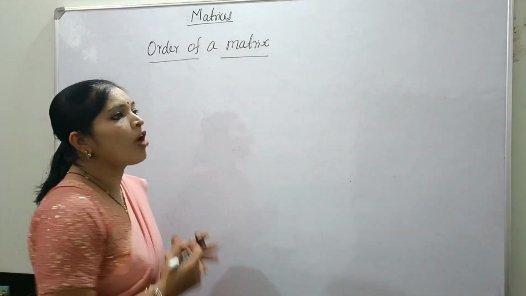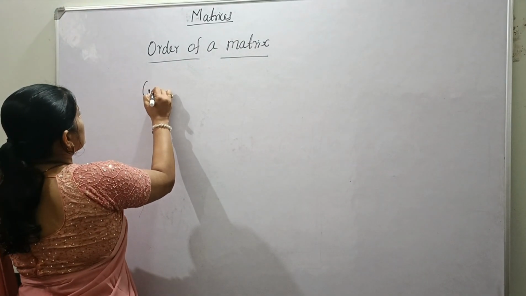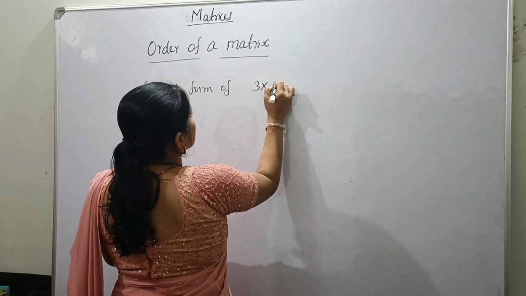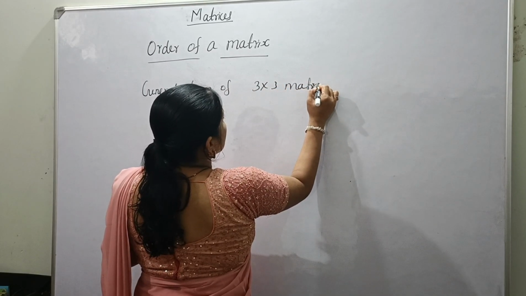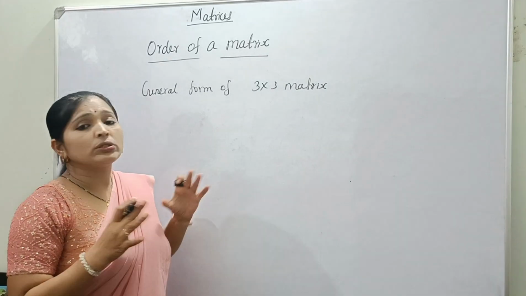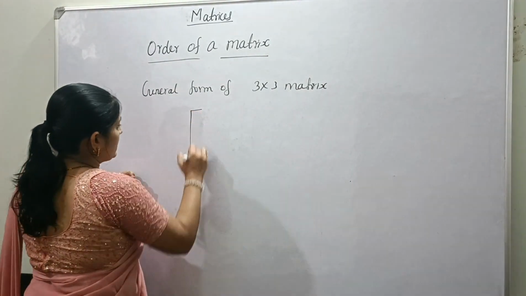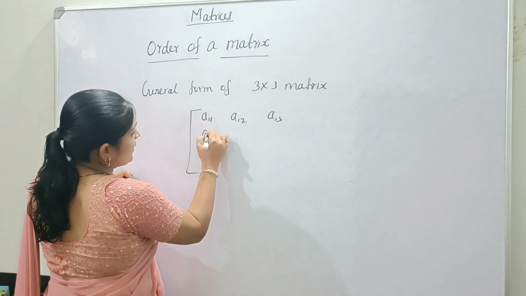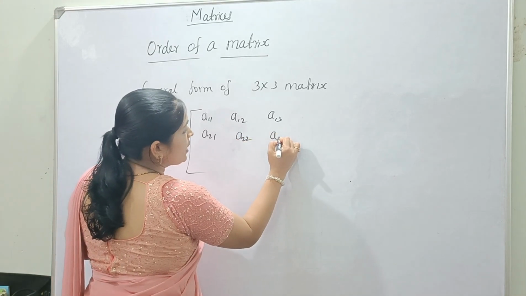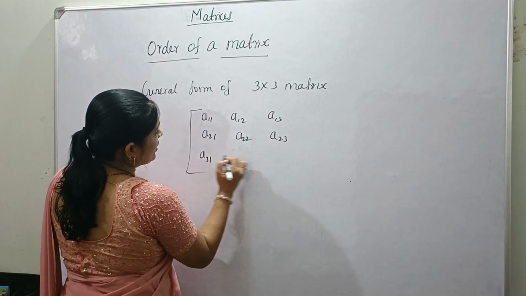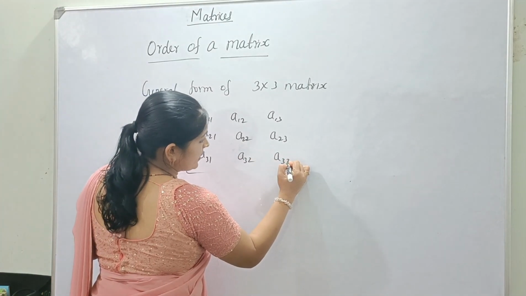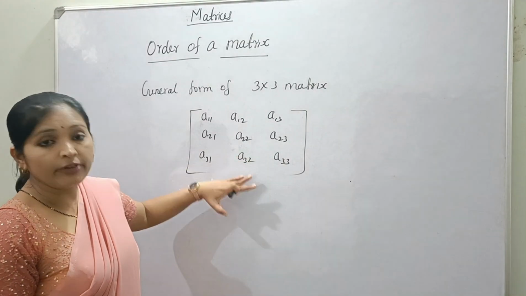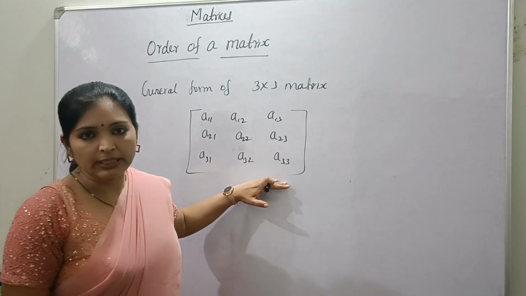Now we can write the general form of a 3 by 3 matrix. 3 by 3 matrix means it should have 3 rows and 3 columns. Okay, that is A11, A12, A13, A21, A22, A23, A31, A32, A33. It is the general form of a 3 by 3 matrix.